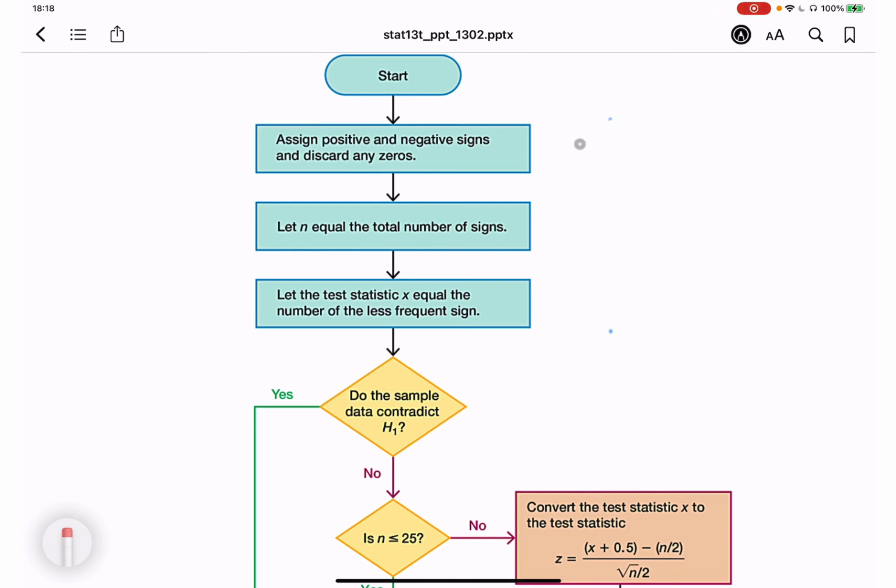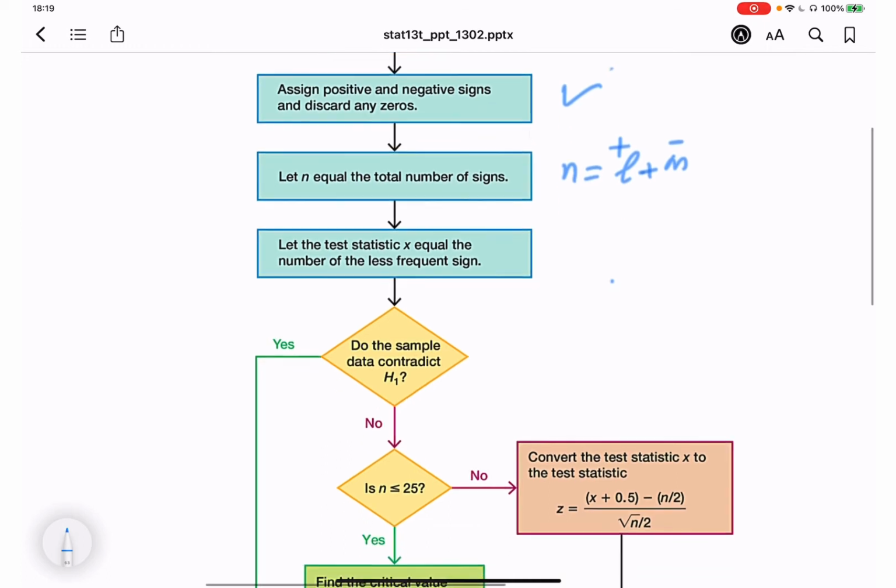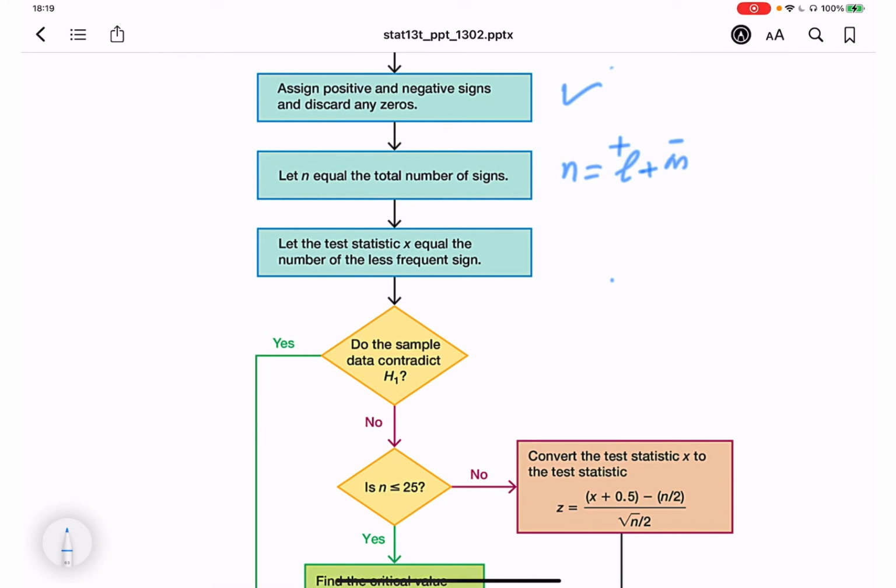So we're assigning positive and negative signs and discarding any zeros. Oh, we have it here already. It says here, and then n is going to be equal to the total number of signs. Let's say my positive ones are L and negative ones are M. So n is going to be the total number of signs, which means sample size, right? Now the test statistic: x is equal to the number of the less frequent sign. X is going to be either L or M, depending on which one is smaller. X is equal to the less frequent sign. Okay.